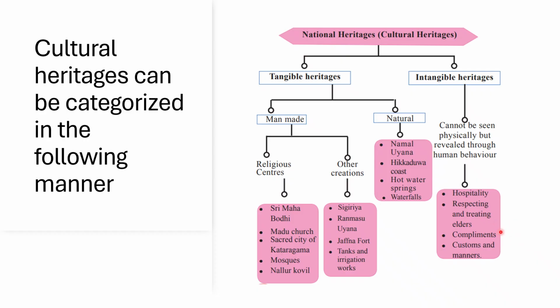For tangible heritages, there's man-made and natural. Let's first do natural. So we have Namal Uyana, Hikkaduwa Coast, hot water springs, and waterfalls. You must have gone to at least one of these or maybe even seen them.